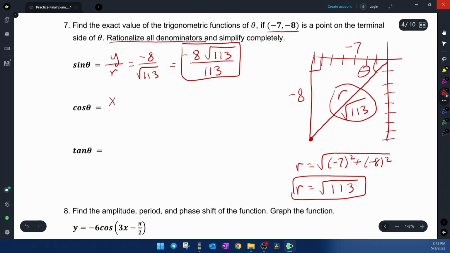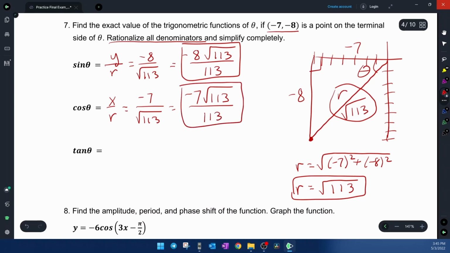Next, cosine is x over r, which would be negative 7 over square root of 113. And again, we need to rationalize: negative 7 square root of 113 over 113. And last, tangent, y over x. Y is negative 8, x is negative 7. Negative over a negative makes a positive, and we're done.